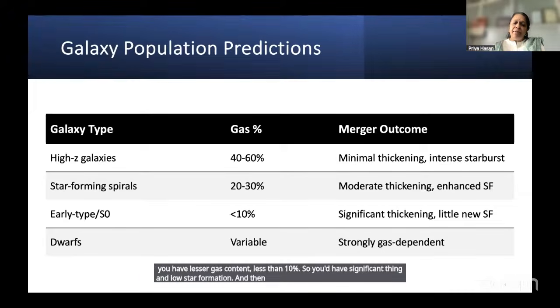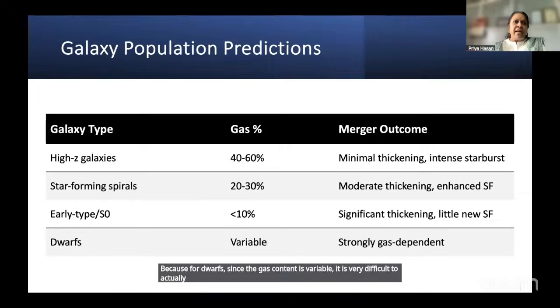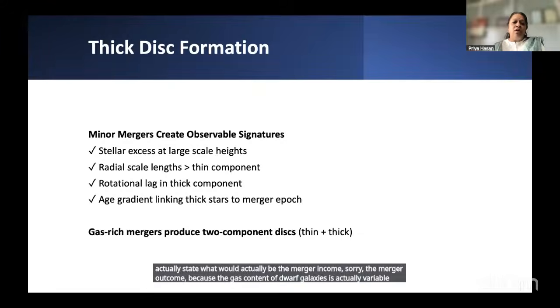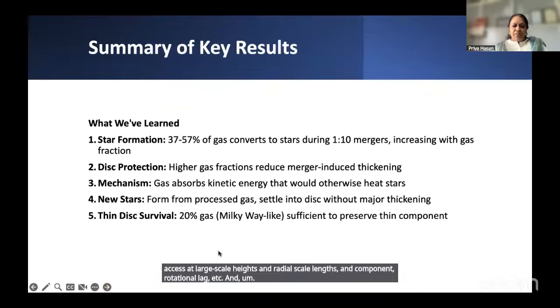And then I think the biggest issue lies with the dwarfs, because the gas content of dwarf galaxies is variable, so it is very difficult to state what the merger outcome would be. Minor mergers have observational signatures like stellar excess at large scale heights and radial scale lengths, thin component, rotational lag, etc.